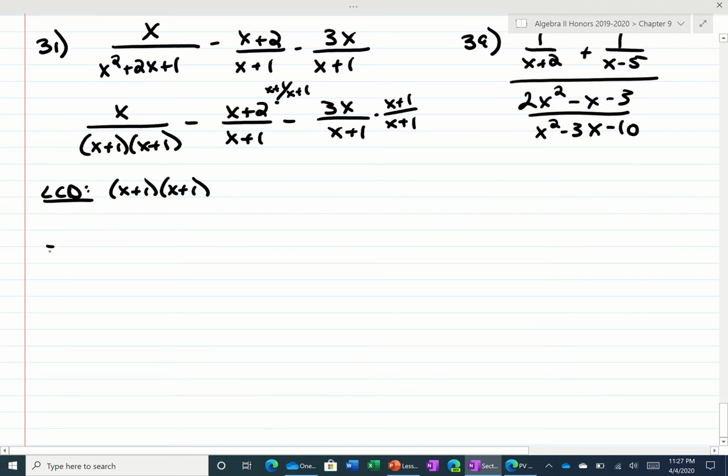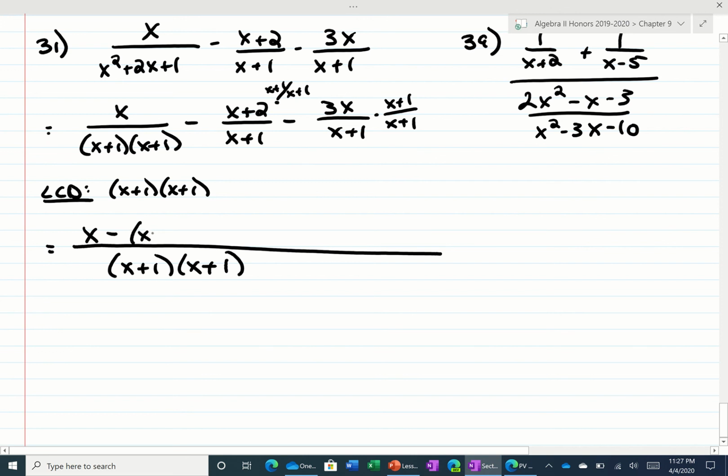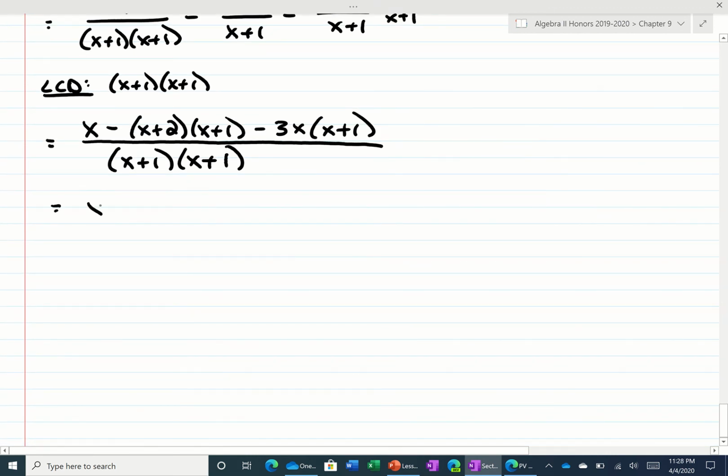Let's see what we get. The whole thing would be divided by x plus 1 times x plus 1. But the numerator would be x minus x plus 2 times x plus 1 minus 3x times x plus 1. So I don't like that line. Make it a little straighter. Let's distribute at the top, and we'll see if there's any kind of canceling out we could do. I'm going to leave this minus sign here. It can be x squared plus 1x plus 2x is plus 3x plus 2 minus 3x squared minus 3x all over the denominator.